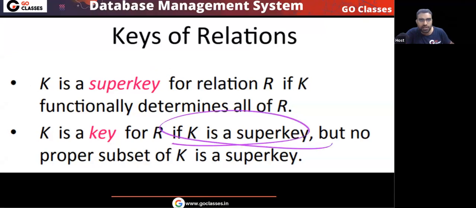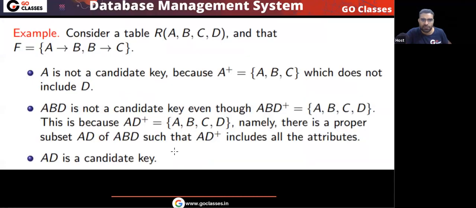It is a super key and it is minimal, which means no proper subset is a super key. So this is the definition of candidate key. Okay, so we have seen everything. Let's take this example.